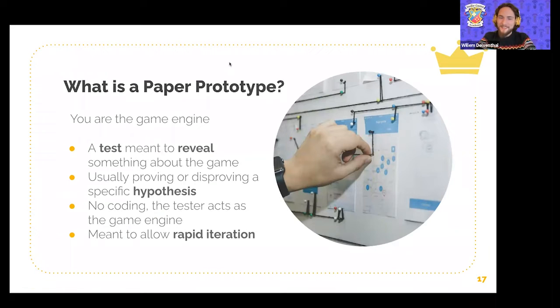All right, so it's a test meant to reveal something about the game. Typically, you are proving or disproving a specific hypothesis. For you guys, and the way that I generally use paper prototypes, usually that hypothesis is just, is this game fun? Could this be a good concept? There's no coding. The tester acts as the game engine, and it's meant to allow rapid iteration.